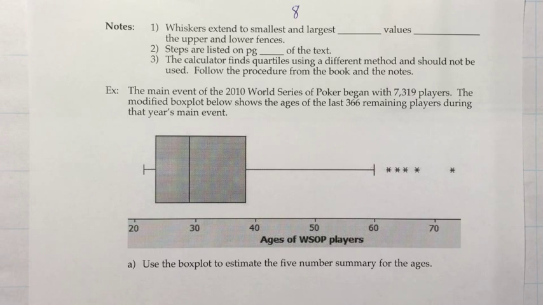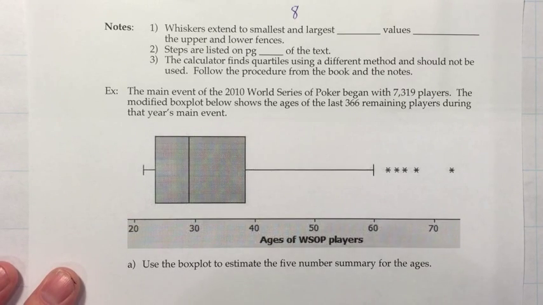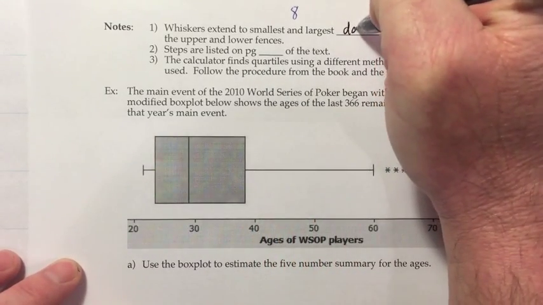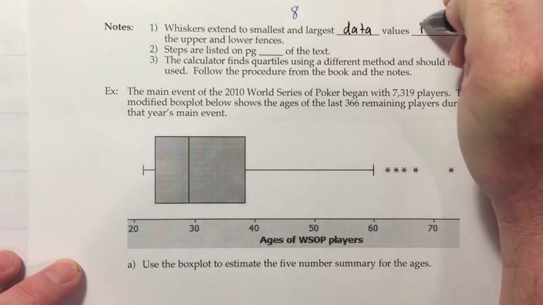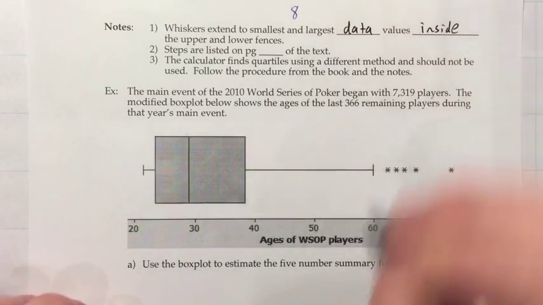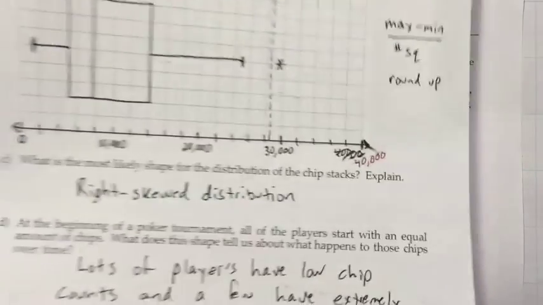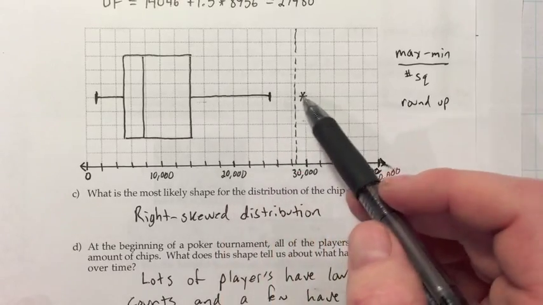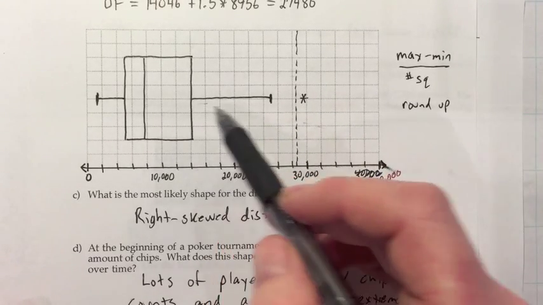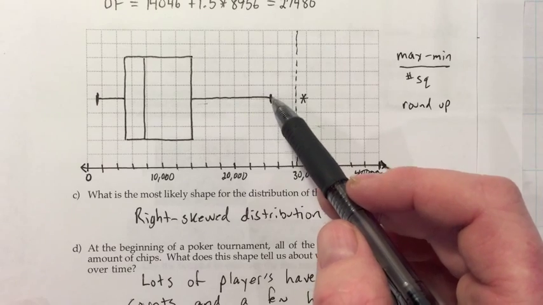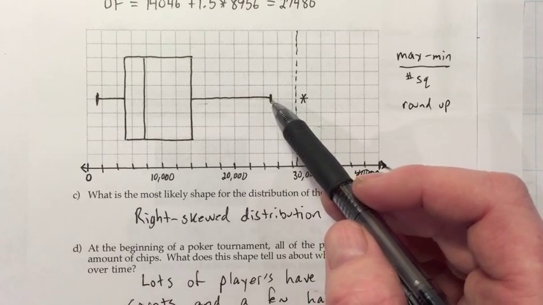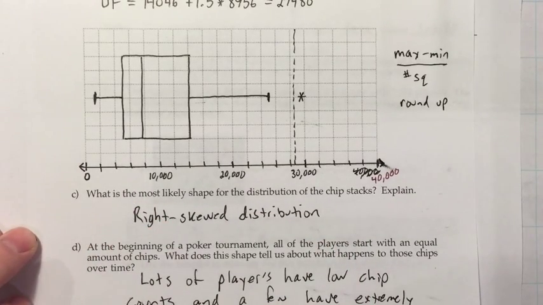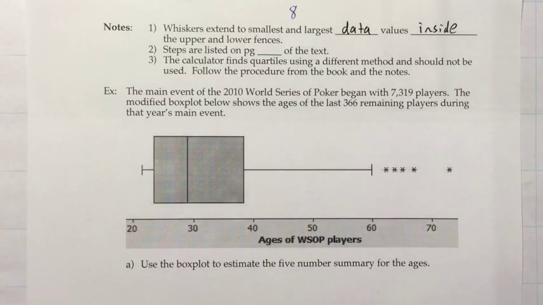Alright, now that we've finished up that modified box plot, let's go ahead and take a few notes on that. One is that the whiskers extend to the smallest and largest data values that are inside of the upper and lower fences. So if we bring that last graph in again, this was an outlier because it was past the fence. The whisker doesn't go to the fence, the whisker goes to the smallest value, or in this case the largest value that was still inside the fence, which was the 25,000 something. On the low end we didn't have to worry about that because we didn't have any values past the lower fence. So that's that first note.